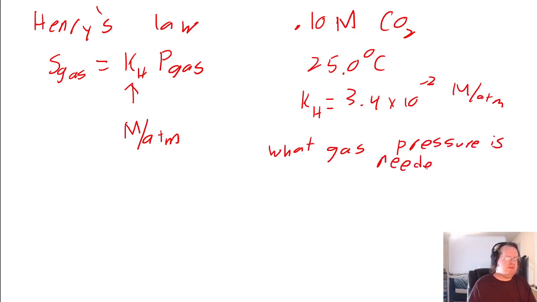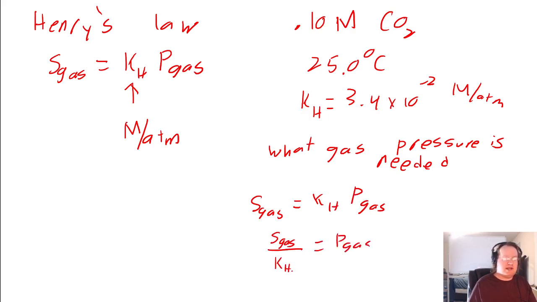So the way we set up this problem is we have solubility of gas equals our Henry's law constant times the pressure of the gas. Well, I want to solve for P gas, so I'm going to take solubility of gas divided by my Henry's law constant is equal to the pressure that I'm going to need. So my solubility is 0.10 molar. My Henry's law constant is 3.4 times 10 to the negative 2 molar per atmosphere. So our molarities will cancel. And then I want to know what pressure this is going to give me. So when we do that, we're going to get that my gas pressure is going to need to be 2.94 atmospheres.